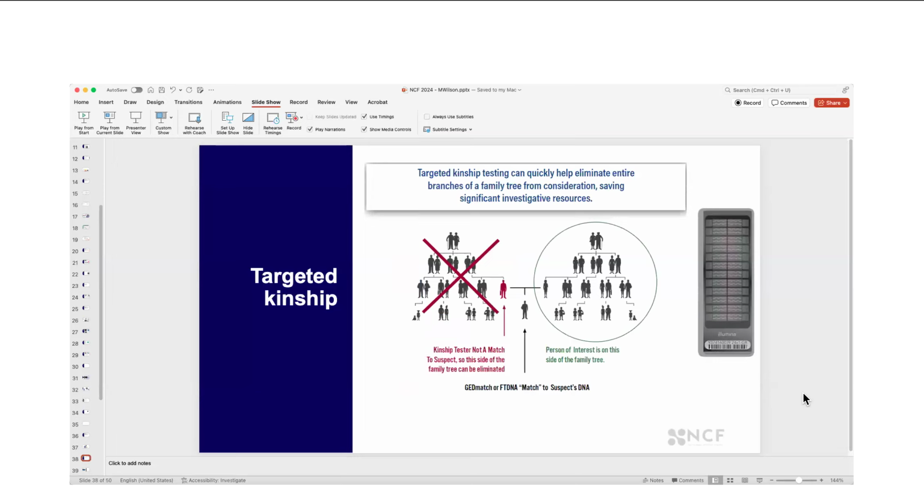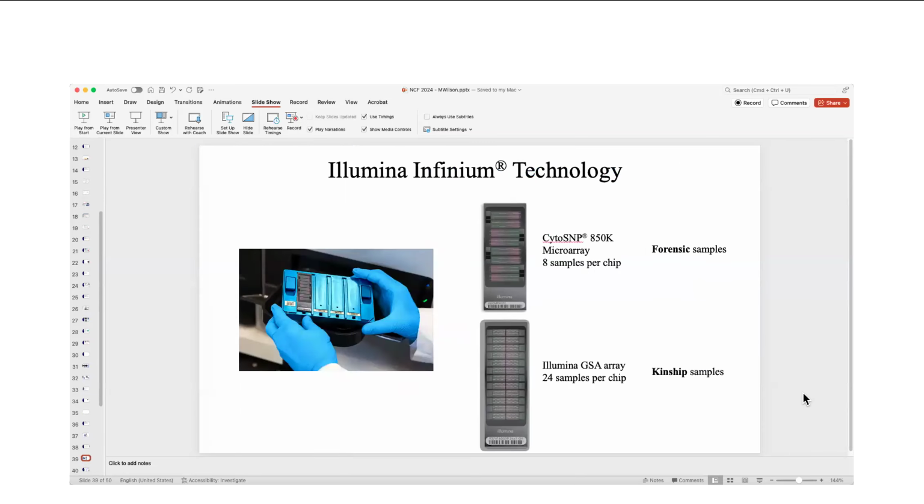And there again is the same slide as before, talking about targeted kinship. The importance here is that the kinship testing, because it's high quality DNA, just goes on the microarray. So there's no need to sequence a kinship sample. And that's relatively fast, high QC, and relatively inexpensive. So for those types of reference samples and kinship samples, the array works just fine.